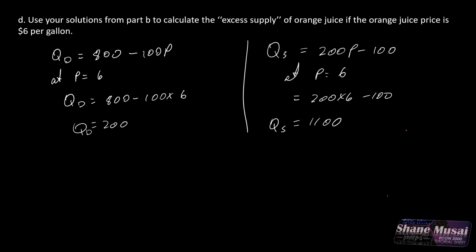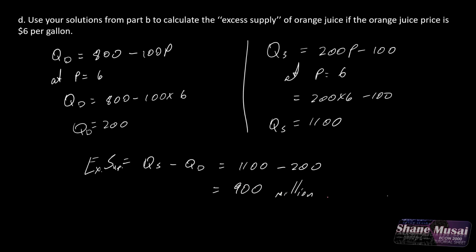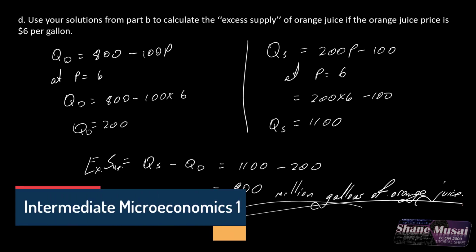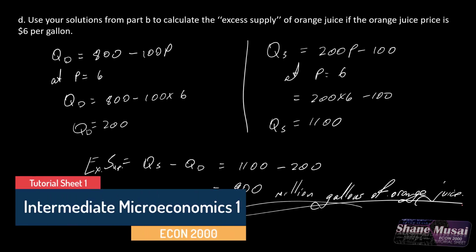And I'm just not going to waste the time to write it all out. But your excess supply is equal to your quantity supplied minus your quantity demanded, which is 1100 minus 200, which equals 900 million gallons of orange juice. And that's the end of question 1.